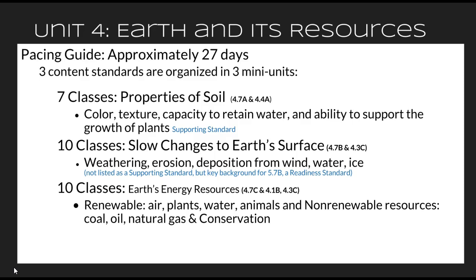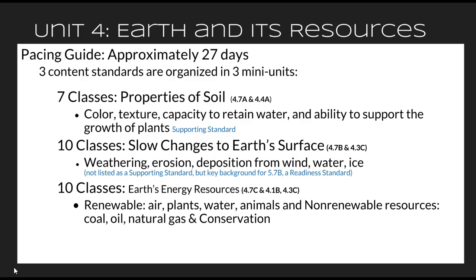So in the Unit 4 pacing guide, we have 3 content standards that are organized into 3 different mini units. And here you can see how I have it broken down into a mini unit of 7 days for properties of soil, then 10 days for slow changes to the Earth's surface, and then 10 days for Earth's energy resources. So we're going to take a closer look at why we have so many days for particular standards and what should be covered in that.